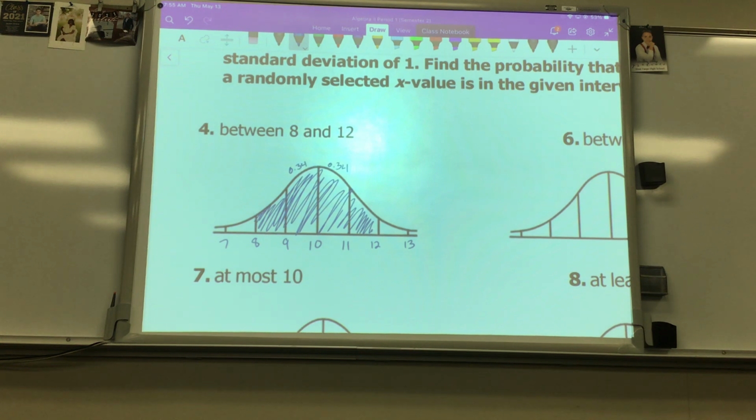What was the next one? I know the percentages when it's 1 full standard deviation away and 2 standard deviations away, right? What would I do with those? Add them up. Okay, 68, 13.5 times 2, that's 27.